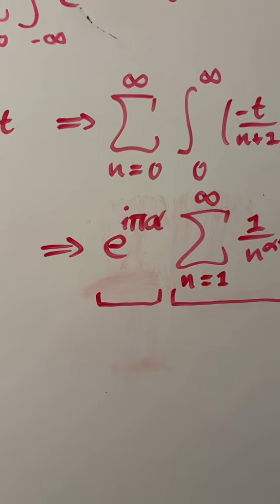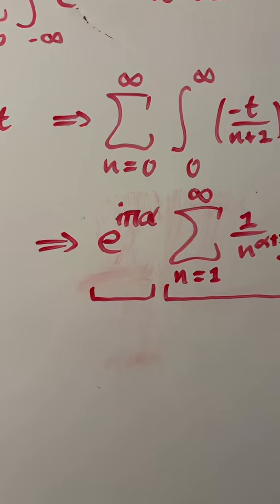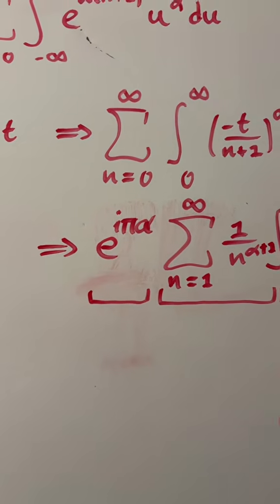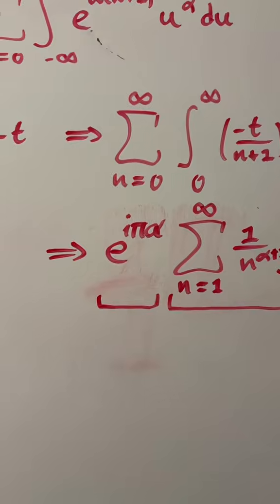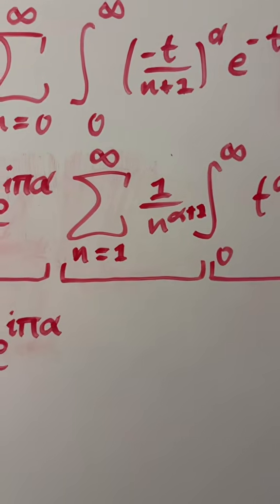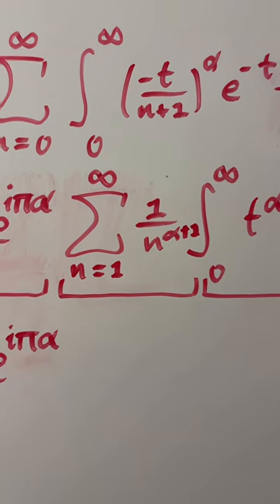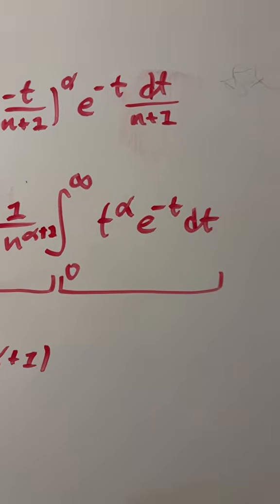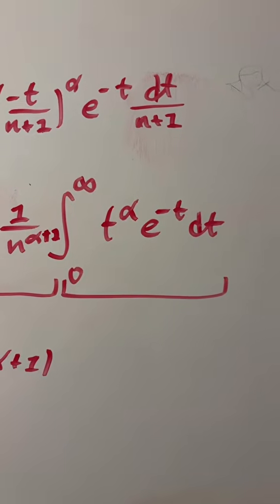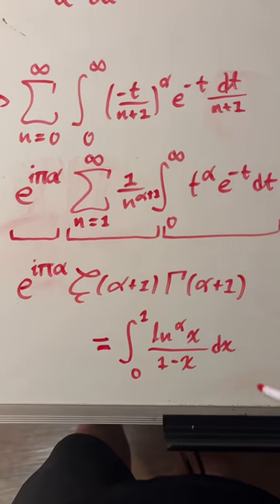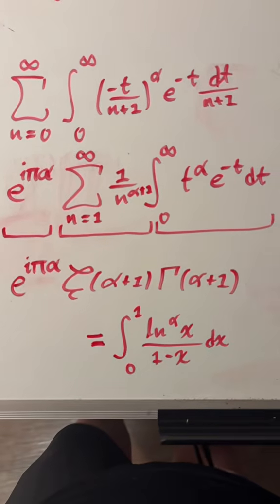Least interestingly, we have this e to the i pi alpha part, which is just this little whirly doodad that circles us through the complex plane depending on what alpha is. This sum part needs no introduction, as it's the zeta function evaluated at alpha plus 1. And of course, this integral is the wonderful gamma function evaluated at alpha plus 1. And so this is what our beautiful integration result looks like.